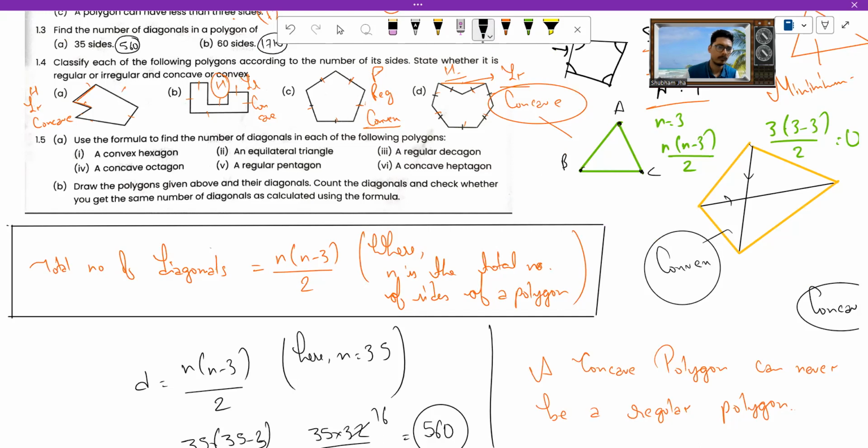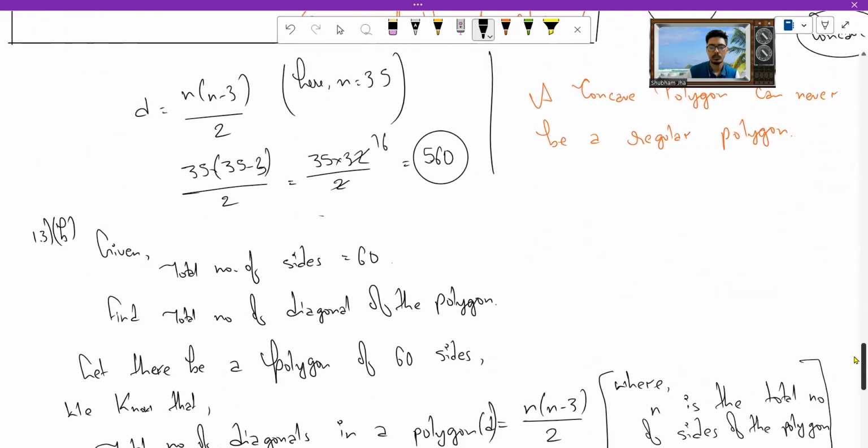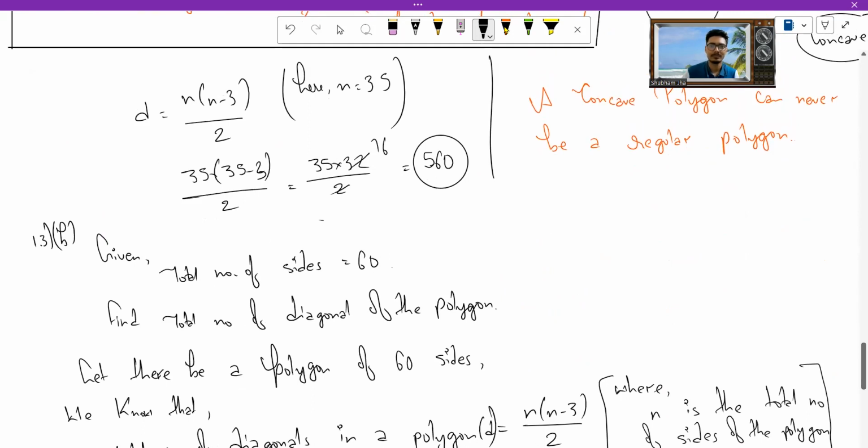Now let's see. Draw a polygon given above and the diagonals. Just draw a polygon, then count and check. Let's draw a concave heptagon. Heptagon means 7 sides. A concave one. So this is my first side, one side, two sides, three sides, four sides, five sides, six, and this will be my seven sides. Now the total number of sides is 7.